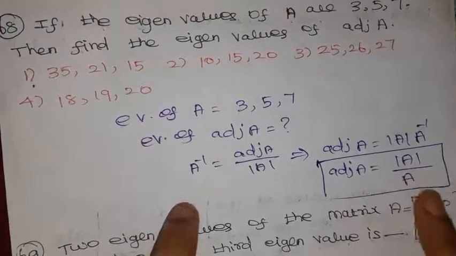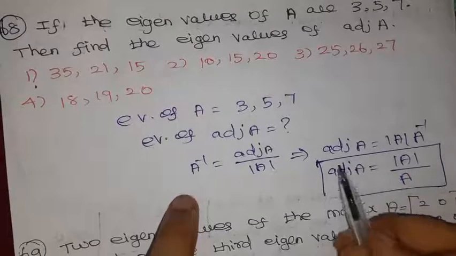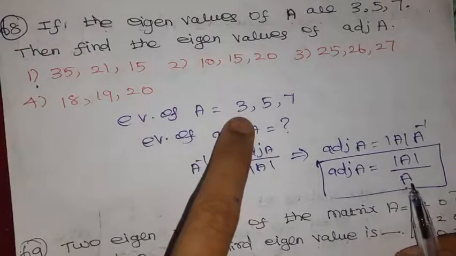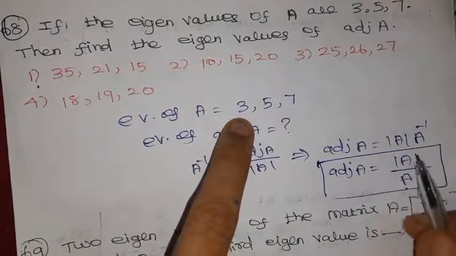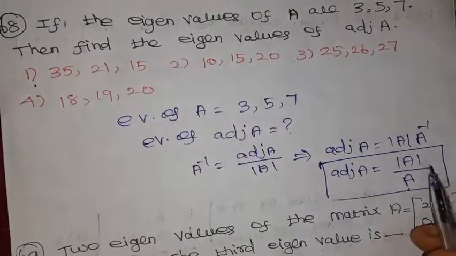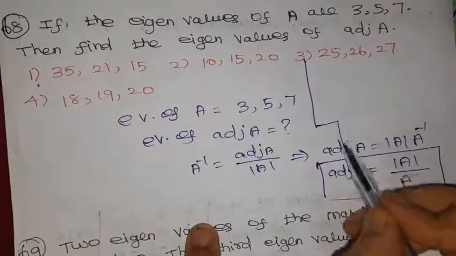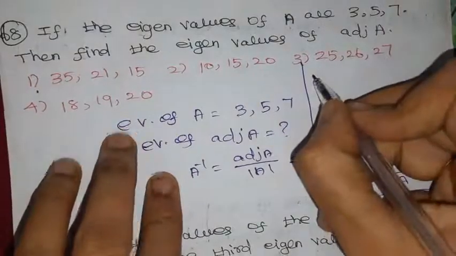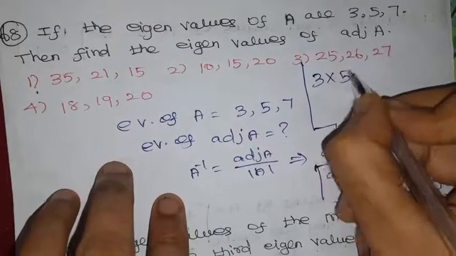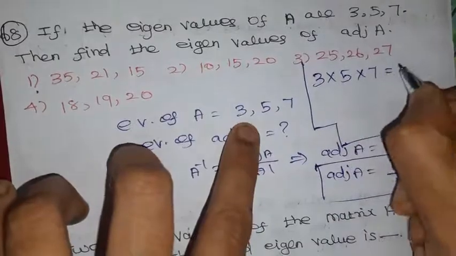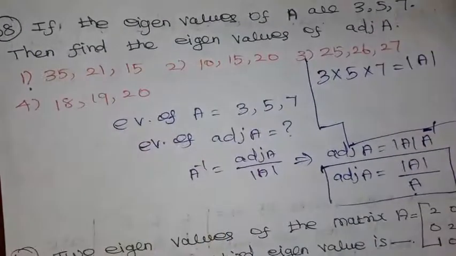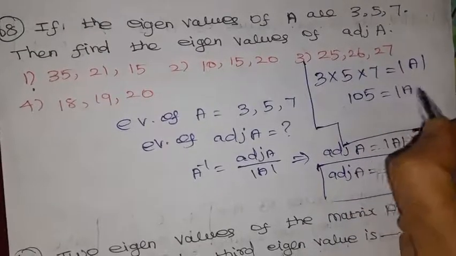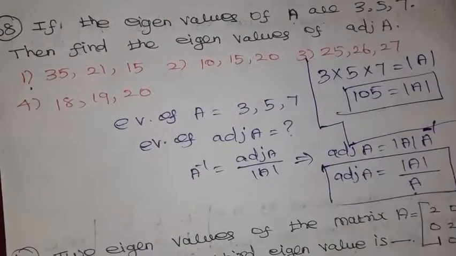So from that what we know, we need to find out the adjoint of A. We have eigenvalues of A as 3, 5, 7. What we need to find out? Determinant of A. So determinant of A, how can we find? We have one property related to the determinant of A: the product of the given eigenvalues is equal to the determinant of A. So 15, 105, right? Determinant of A value is 105.